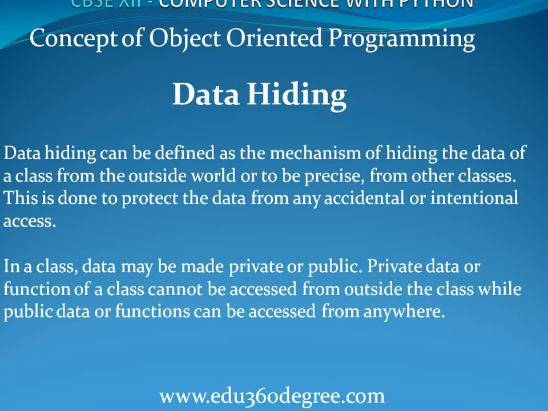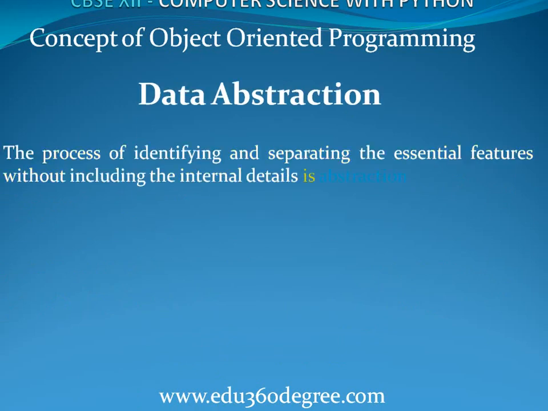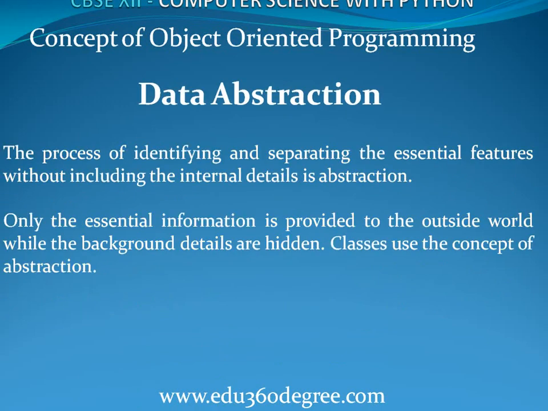Data abstraction. Abstraction refers to the art of hiding the complexities and giving a simple interface. Do you know the inner details of the monitor of your PC or your mobile phone? Does it really matter to you what is happening inside the devices and how they are displaying or working? The important thing for you is whether these devices are working or not. You are never concerned about their inner circuitry. This is what we call abstraction. Only the essential information is provided to the outside world while the background details are hidden.